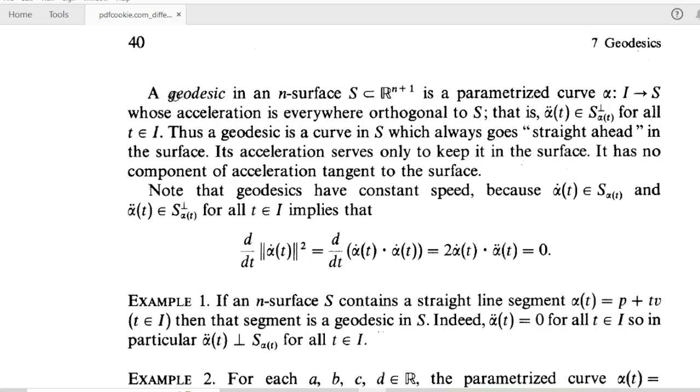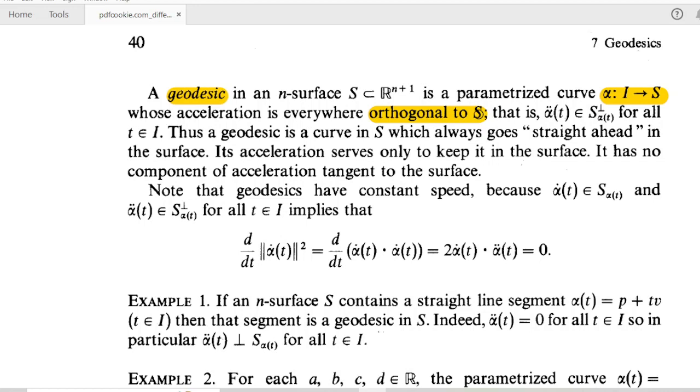Now we have the proper definition of a geodesic in an n-surface. A geodesic in an n-surface is a parameterized curve alpha from I to S whose acceleration is everywhere orthogonal to S. Basically, an n-surface is always denoted by S. What is the definition of a geodesic on an n-surface? It is a parameterized curve. A curve can be a straight line or any curve form, such that the acceleration at every point of that curve is perpendicular to our surface.